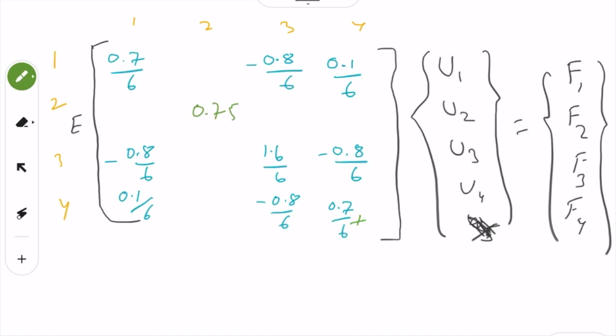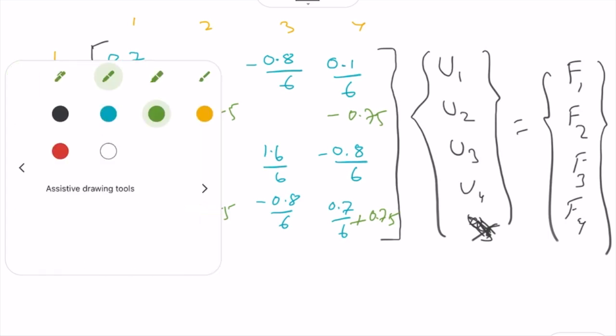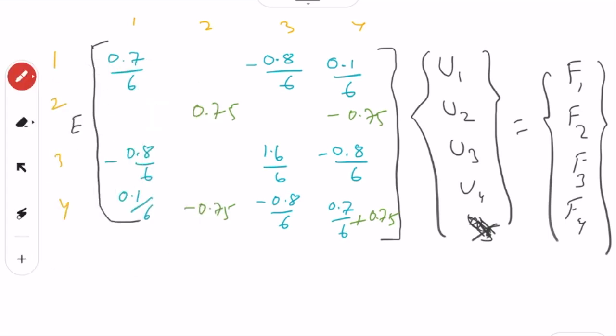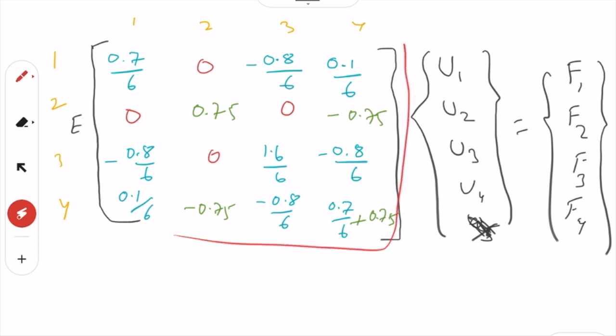Here also 0.75, minus 0.75, minus 0.75. Yeah, the rest will be all 0. So we can put the value 0 wherever no values are there. So we have 0 here, 0, 0, that's it. So we got this stiffness matrix.